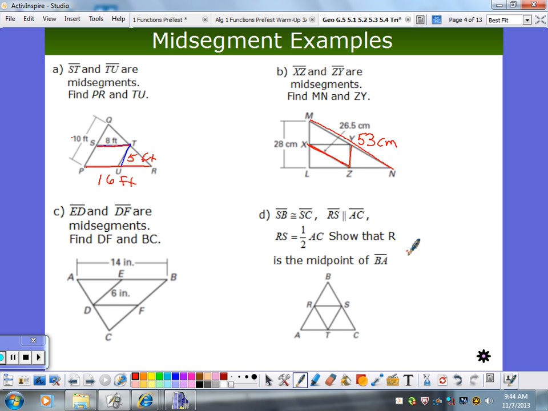And then I want YZ. Let's see, that one's a midsegment. What's going on across the way? That one's 28. So what's YZ going to be? 14. Yes.